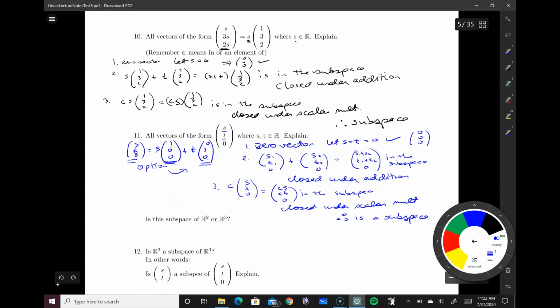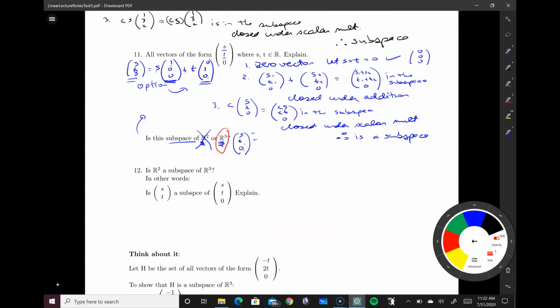All right, so then a question here, talking about this one up here, would this be a subspace of R2 or R3? Since I'm looking at s, t, and 0, some people might be tempted to say it's R2 because there are just two entries that have numbers in them, but that is not correct. It is a subspace of R3 because there are 3 entries.